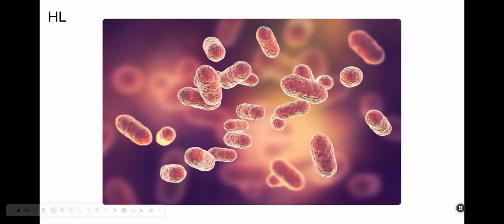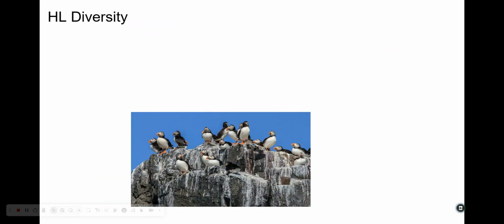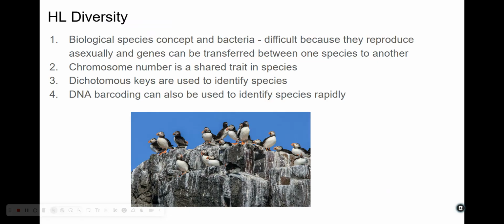HL, this is bacteria or prokaryotes. And prokaryotes are even harder to distinguish as species because it is difficult to tell if they can reproduce with each other because they reproduce asexually, and they can transfer genes between each other through horizontal gene transfer. Now you also need to know that chromosome number is a shared trait in a species. So if you're part of the same species, you have the same number of chromosomes.